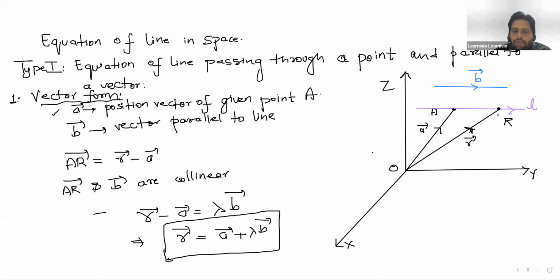Now AR is what? It is R minus A. Now AR and B are collinear. You already know, if two vectors are collinear, then we can write AR is lambda times B. So what is AR? AR is R minus A. R minus A is equal to lambda B. So we can shift this A to the right side. You will get R is equal to A plus lambda B.